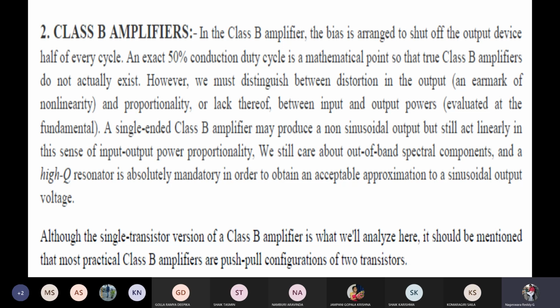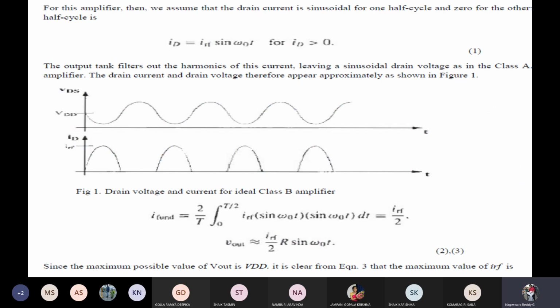We still care about out of band spectral components, and a high quality resonator is absolutely mandatory in order to maintain an acceptable approximation to a sinusoidal output voltage. For linearity of operation, linearity means the output is exactly the same as the input voltage. In a class B amplifier, the output is not exactly the same as the input. So for this we need a high quality factor resonator circuit. Now I can explain the efficiency of the class B amplifier.